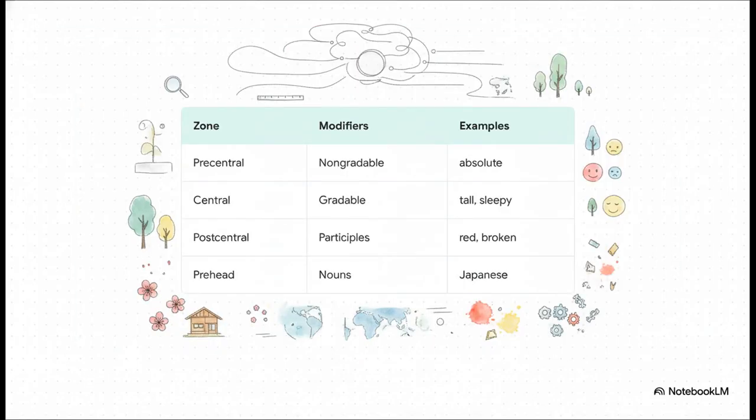And here is where English gets fiercely demanding. It forces a rigorous four-zone sequence upon multiple premodifiers. This is a crucial stacking exercise for advanced syntax.